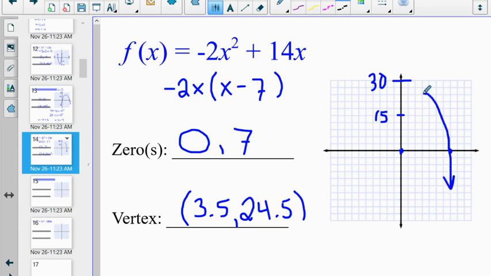Heading down in that direction, and this one also. Notice that this one also has that negative coefficient. Negative 2x squared makes this parabola flip upside down. It is opening down. I've got a couple other examples, but I think that's probably good enough. They're just more examples of the same thing.